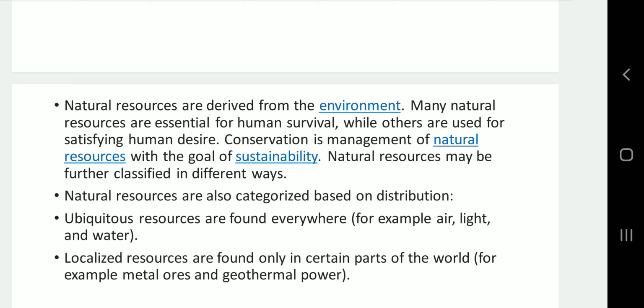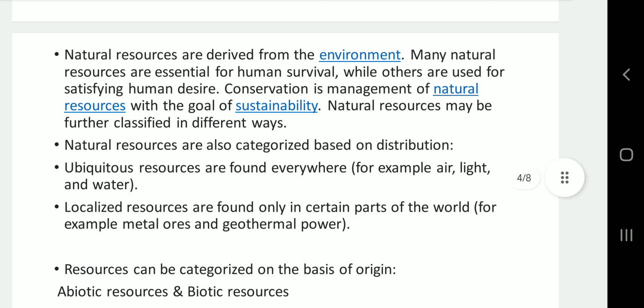The second category on the basis of distribution is localized resources. These are the resources which are found in certain parts of the world only. For example, metal ores, geothermal power, and petroleum products; their list is unending. These resources are available in a particular place only. Hydro power is also a localized resource. Hydro power cannot be available everywhere, right? It needs a suitable environment to produce hydroelectricity.